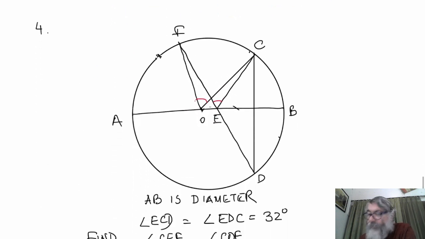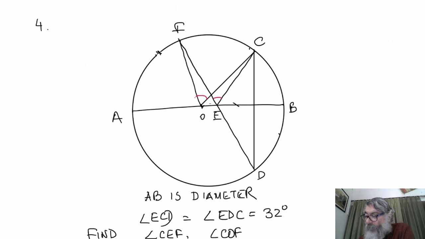Now let us see the next question. In the next question, again AB is diameter, but what are we going to use AB as diameter for? We will see what is the use of the diameter. He says ECD and EDC both are 32 degrees. So first of all I have to calculate CEF. I can calculate, there's no problem.